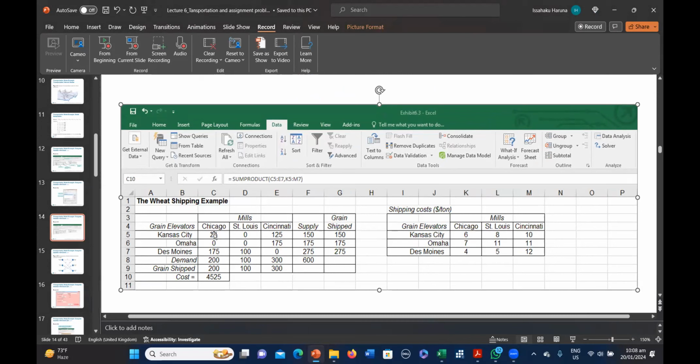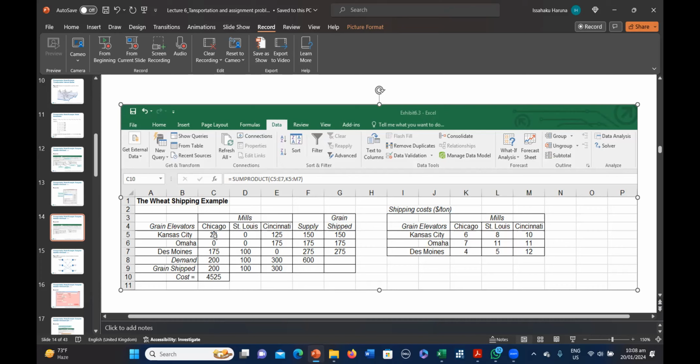So that's the advice. Send 25 from Kansas to Chicago, and then 125 to Cincinnati, and then you are cool. Okay, so you don't send anything from Kansas to St. Louis. That's the advice.